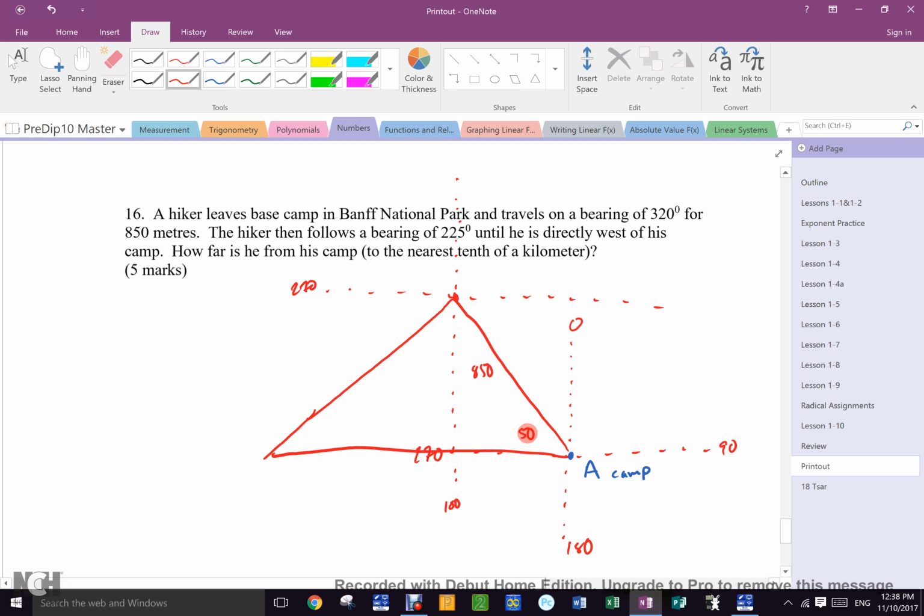Now, if this is 50, what's this? That's 40. Yeah, 40. This is 50, because angles. So this part of it is 40, yes? This part of it is from 180 to 225, which is how far? 45. So if this side is 45 and this side's 40, what's this? 85.